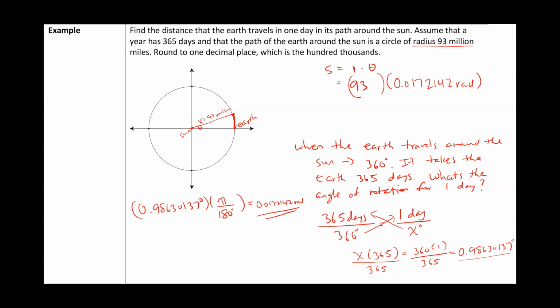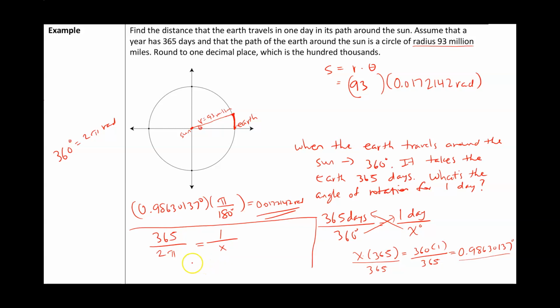Now, another way of doing this, to help me prevent that last step, I can say in 365 days, the Earth goes 360 degrees. But because I know I need my answer to be in radians, instead of using 360, I can just use 2 pi radians. Because remember, 360 degrees is equivalent to 2 pi radians. And then I'm going to say, so in 365 days, the Earth makes a rotation of 2 pi. In 1 day, what is the angle of rotation?